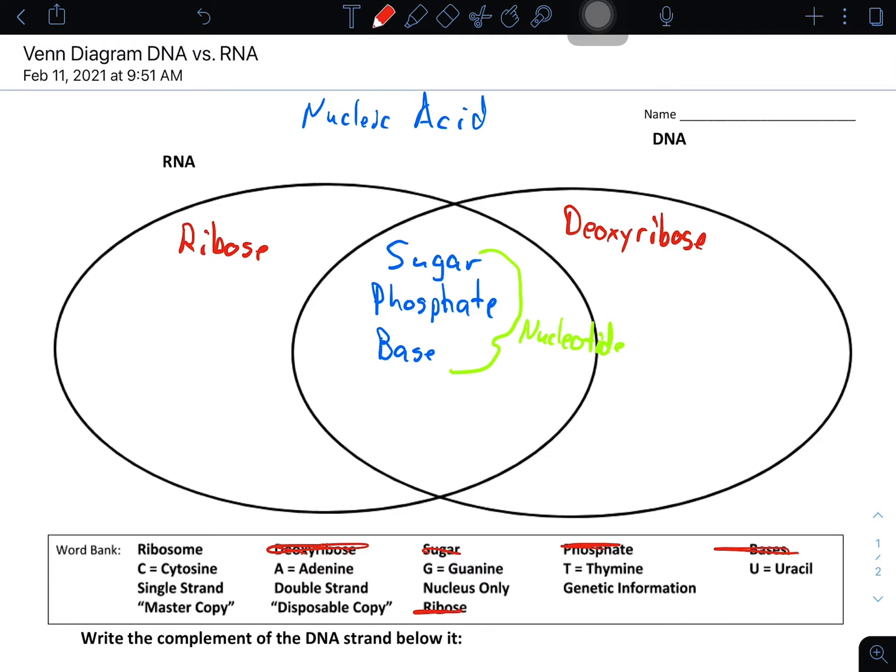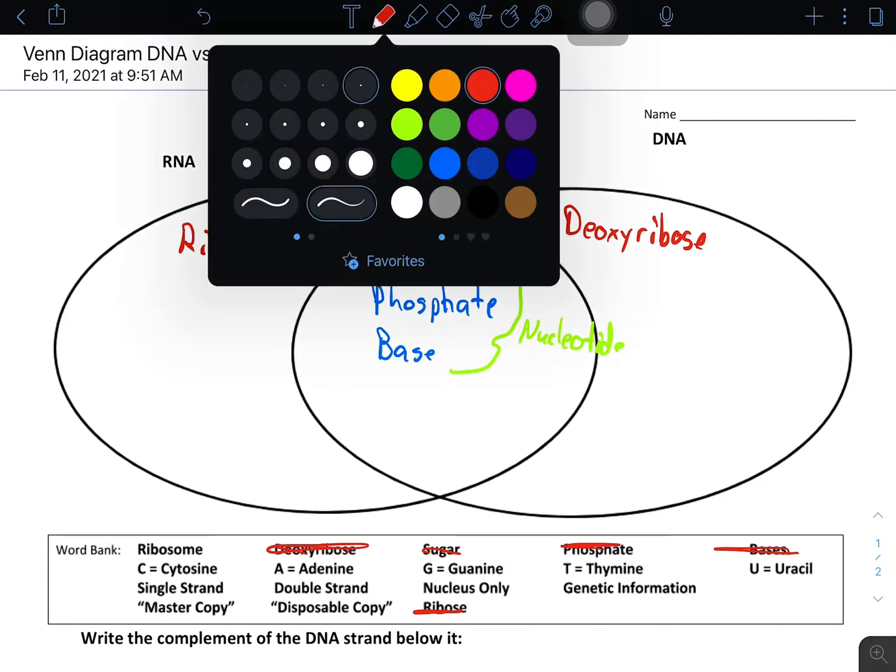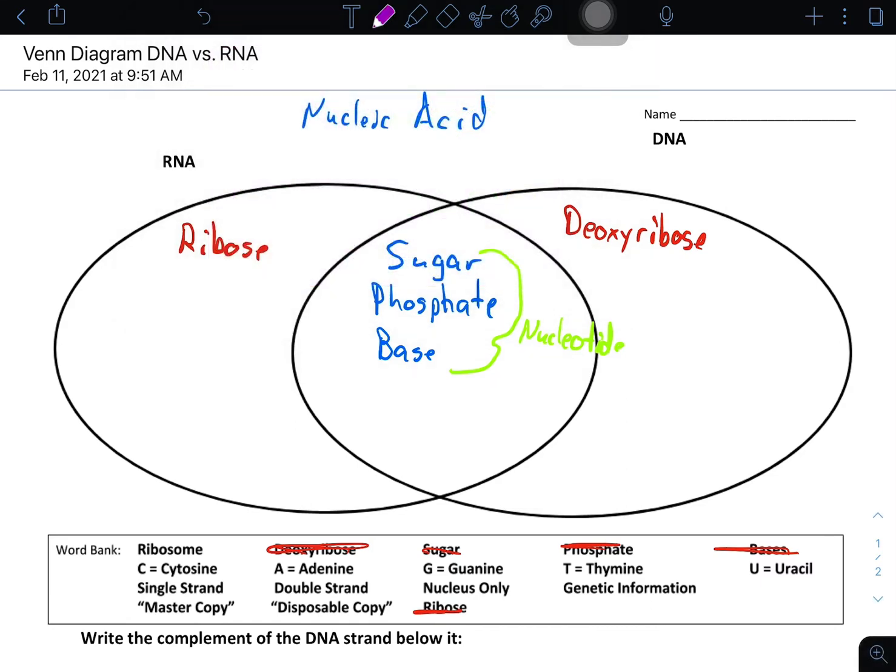Then when we talk about the bases, there are four of them, right? A's, T's, C's, and G's. However, there's a fifth one that is specific to RNA only. For every A, there's a T, and there's an A in both DNA and RNA. For every C, there's a G, and for every G, there's a C. Those are the three bases that are common in both: C's, A's, and G's.